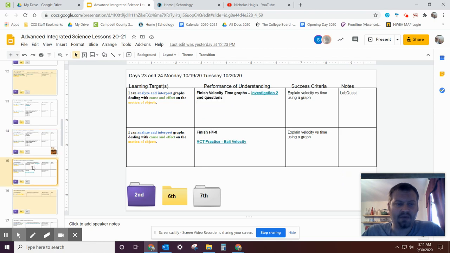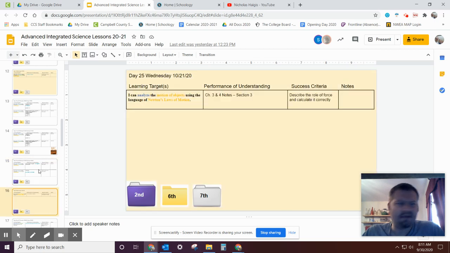So I'll just real quickly, briefly go into what is happening when we get off break. And that is the velocity-time graph. We're going to continue investigation 2 if we haven't already. We'll wrap up finishing H4 through 8. That's the last of the homework. There's an ACT practice you can do. Again, that is another journal you can add to your warm-ups and journals list. And that'll take us into the next Wednesday, which is section 3 notes.